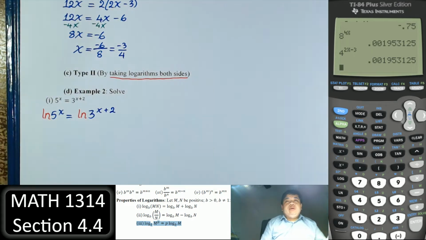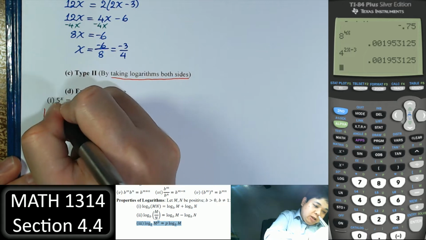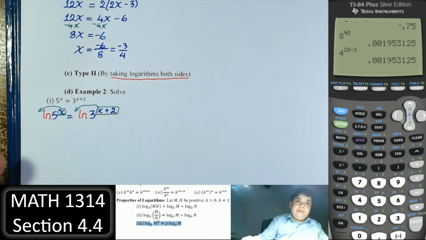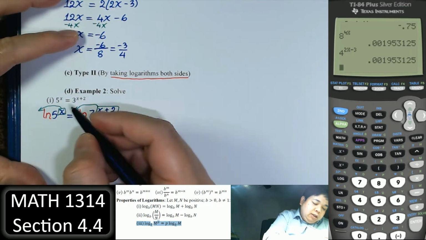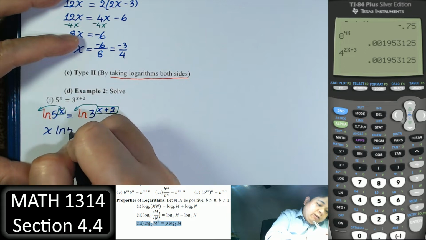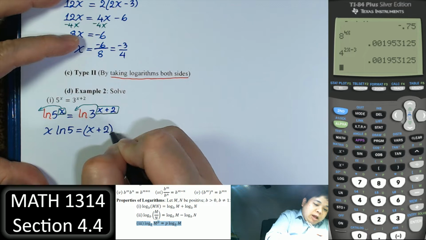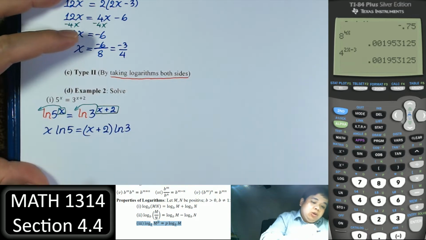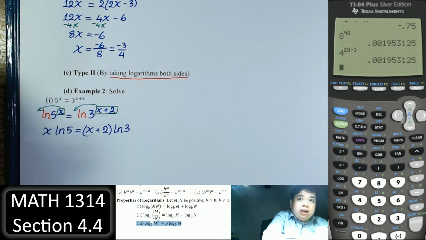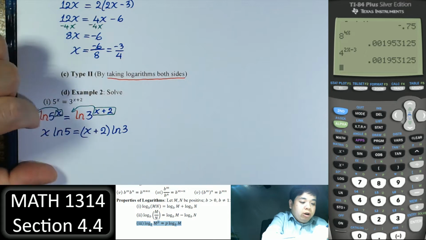Right. Then we use the properties over there. We can take the exponents outside. So here we have x times ln of 5 equal to x plus 2 times ln of 3. So we take the ln of both sides, so we can take the exponent down. That's the purpose of taking the log on both sides, so the exponent will come down.